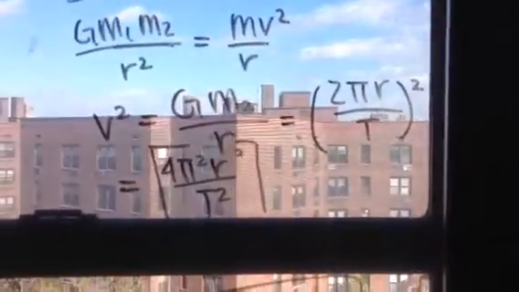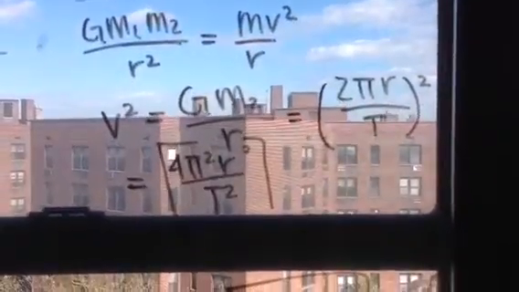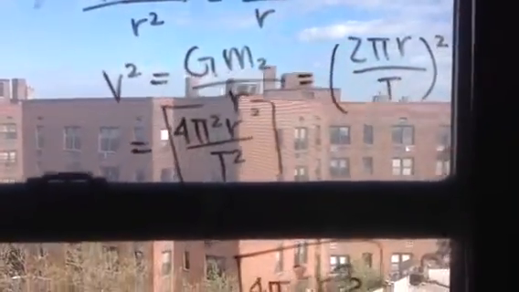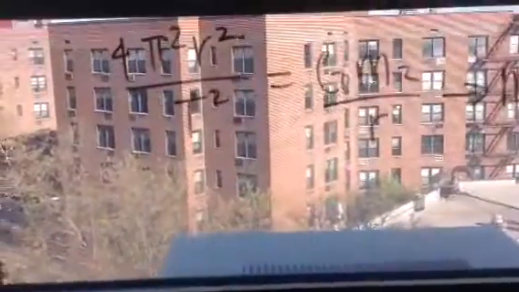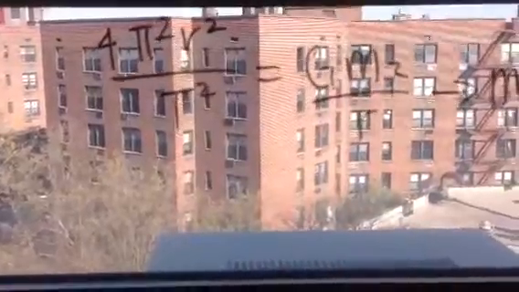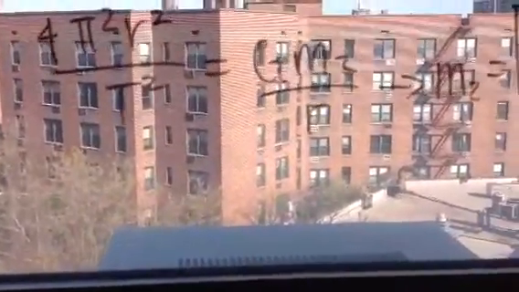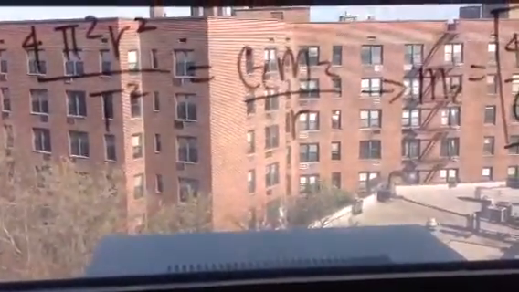Anyways, v is also equal to 2 pi r over T. If you square that, you get 4 pi squared times r squared over T squared. 4 pi squared r squared over T squared is equal to G times the mass of the Sun over r.